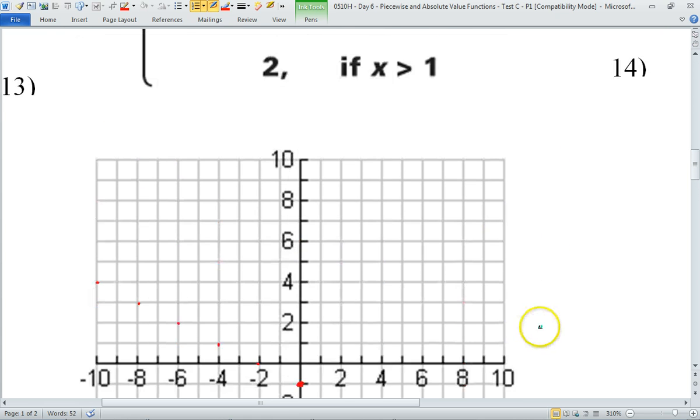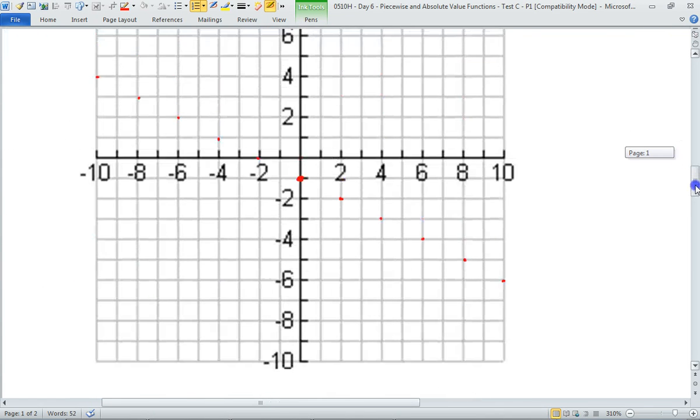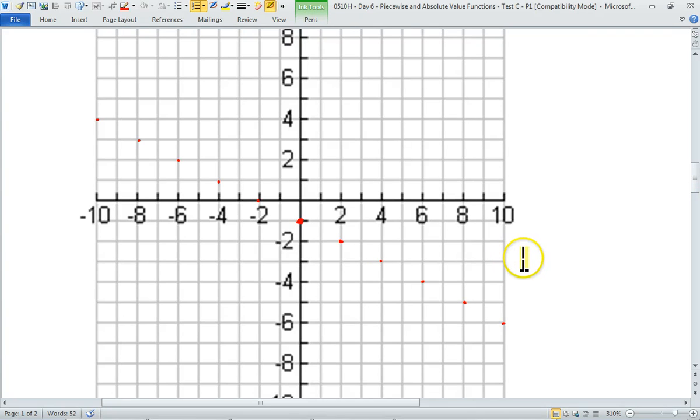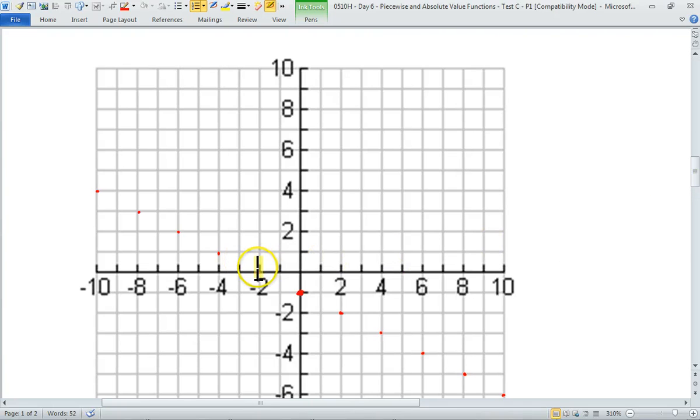Now, focus on the cutoff value. This part right here, negative 2. That's the cut. That's where it begins. That's where it stops, however you want to think of it. X value of negative 2. So let's see. I look at all these red dots, and I ask myself, which one has an x value of negative 2? I'm hoping you can see that it's this one, where I just highlighted. That's where I begin.